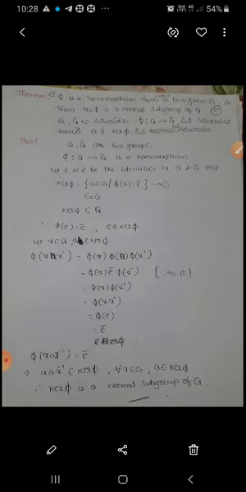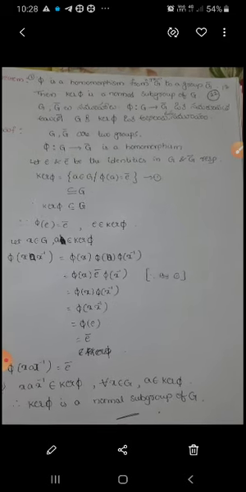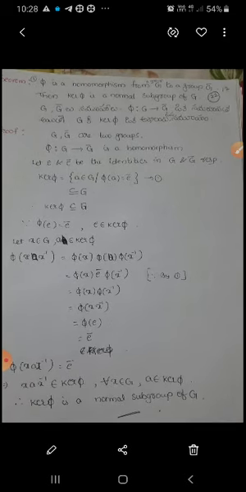We will see another theorem statement. φ is a homomorphism from a group G to G'. Then ker φ is a normal subgroup of G. Just before, we proved that ker φ is a subgroup of G. Now we will prove ker φ is a normal subgroup of G.